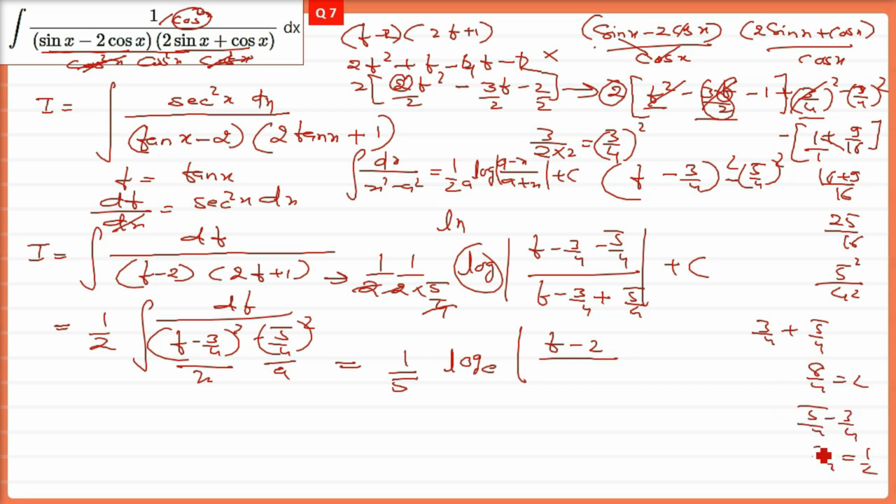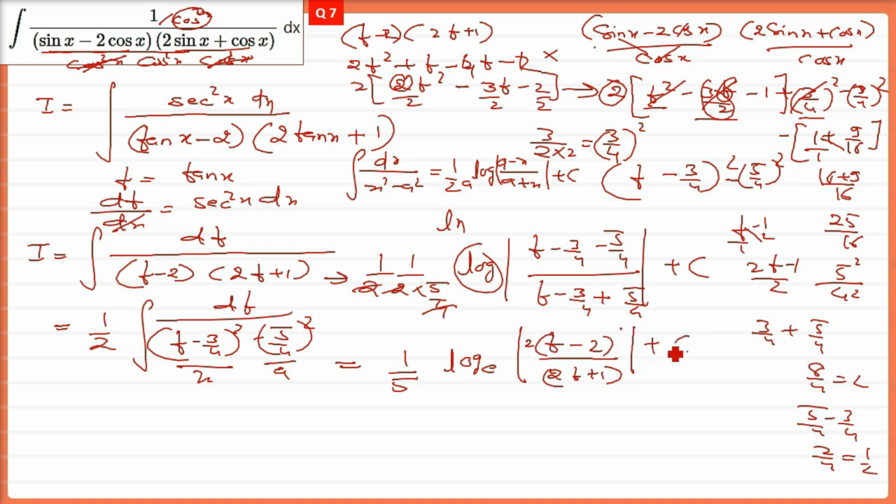This 1 by 2. So now here is a complication. t minus 1 by 2, take the LCM, (2t minus 1) by 2. So 2t minus 1 remains in the denominator, 2 goes up. So this is 2t minus 1, and this t minus 2 remains here, 2 goes up, plus constant of integration.